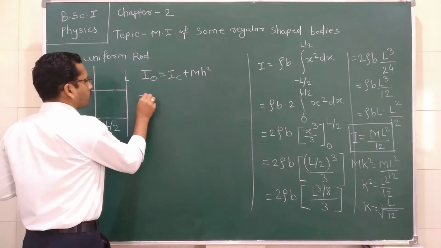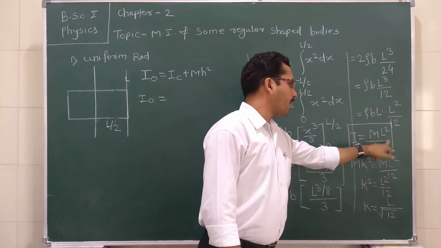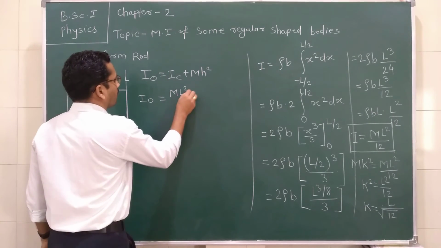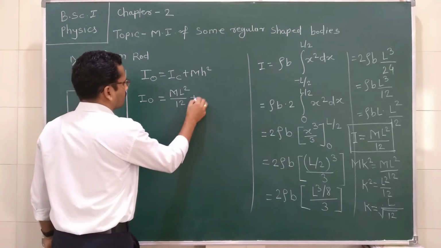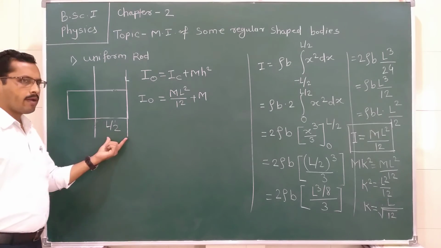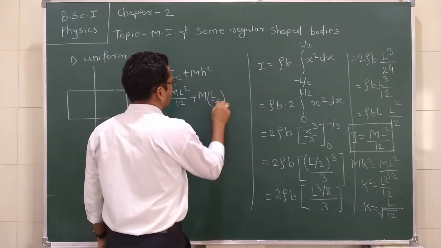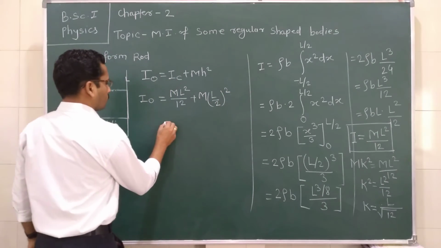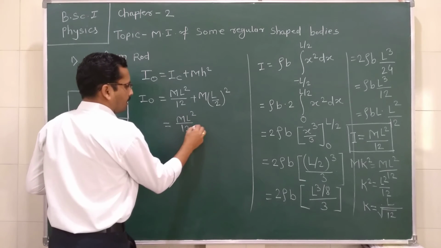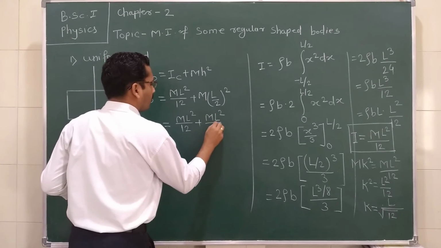So I0 is equal to IC, and IC, the moment of inertia about the center, is equal to ml square divided by 12. So we can write here ml square divided by 12 plus m, and what is h equal to? This h is equal to L by 2. So we write here L by 2 and its square. So this is ml square divided by 12 plus ml square divided by 4.